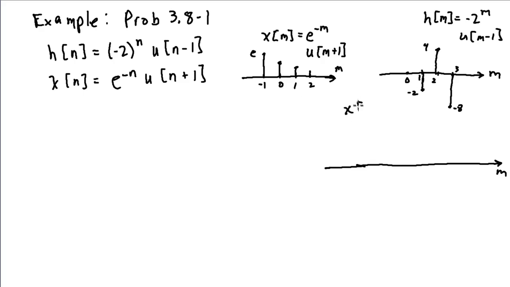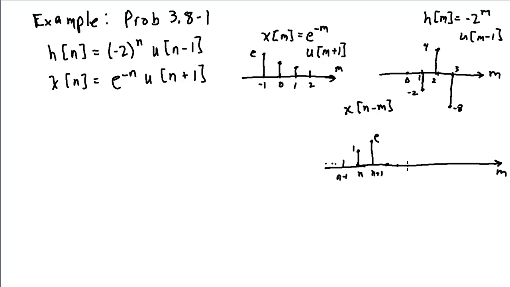And so what I want to draw here is x of n minus m. Again, it's the origin now that's shifted to n. Here is the sample that has a height of 1. The sample that has a height of e would actually be at n plus 1, and the one that is equal to 1 over e would actually be at n minus 1. This goes on forever in this direction, but is equal to 0 for all m values greater than n plus 1.